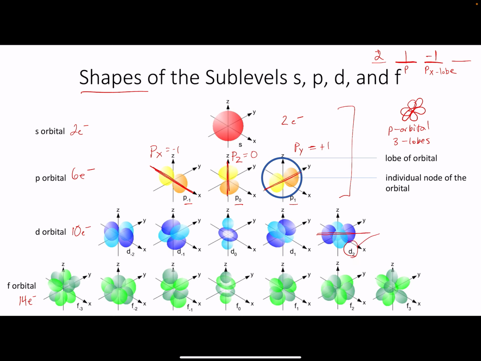So d with a value of 2 would be called the dxy lobe, and that has a value of +2. We're not going to represent that, but that's what the third number represents, what direction it's moving in, or what plane that shape is lying on.